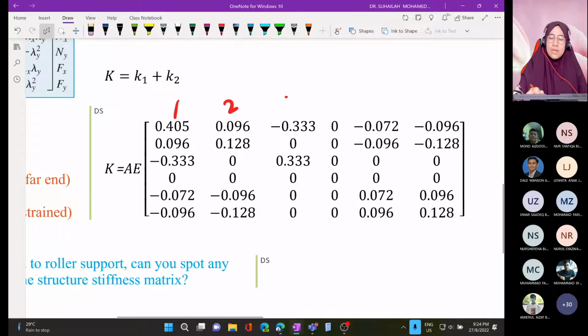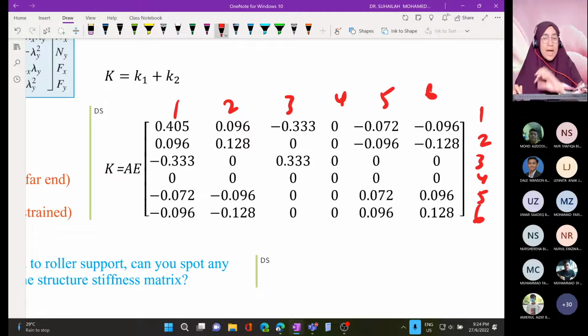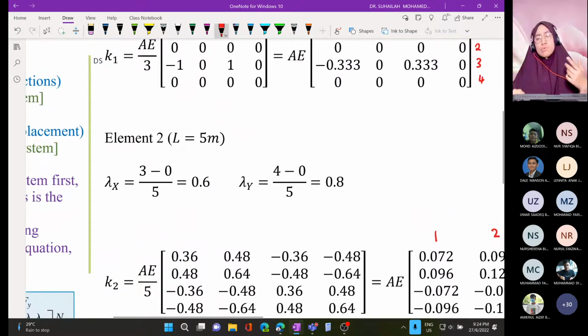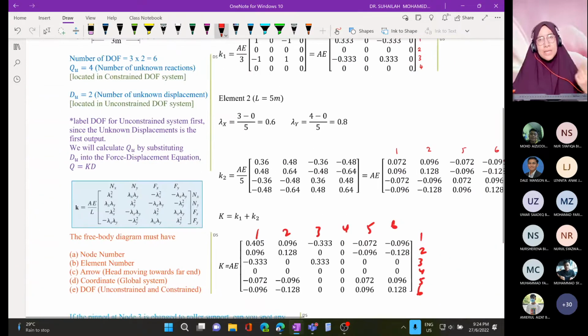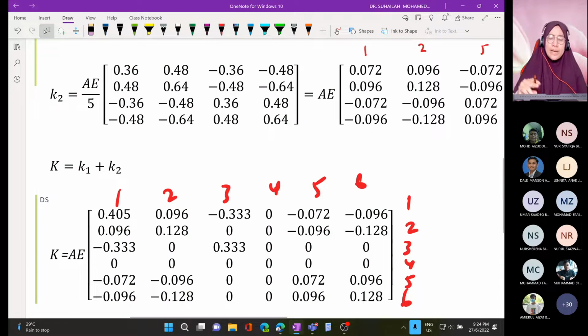It must be written in order: 1, 2, 3, 4, 5, 6. Yang ni, if it is correct, okay, the rest will be correct. If yang ni is not correct due to wrong labeling, habislah, the displacement is not correct, the reaction is not correct as well.